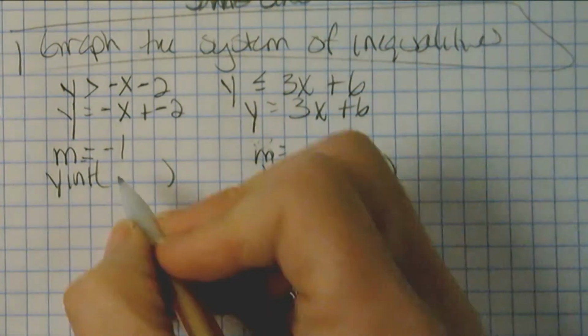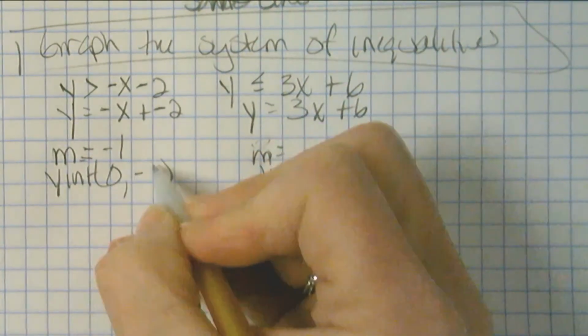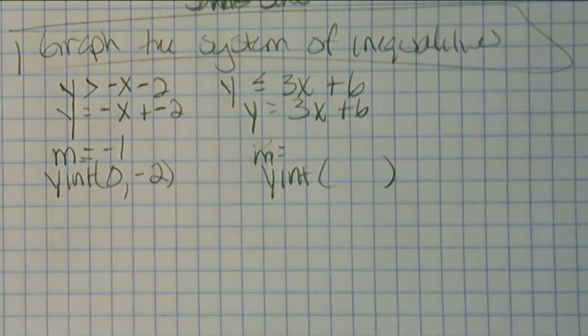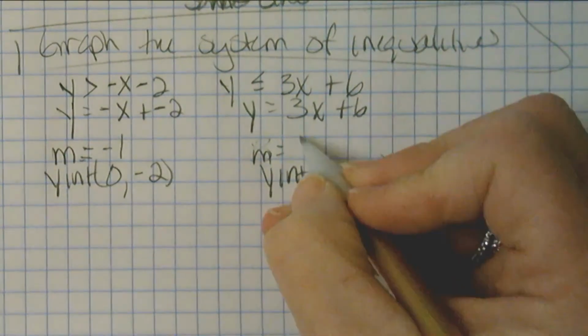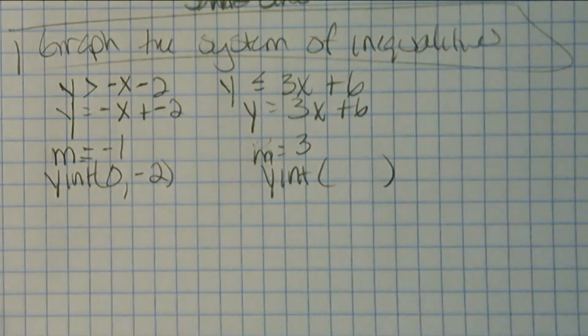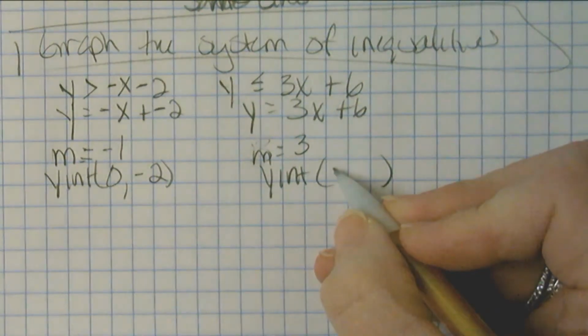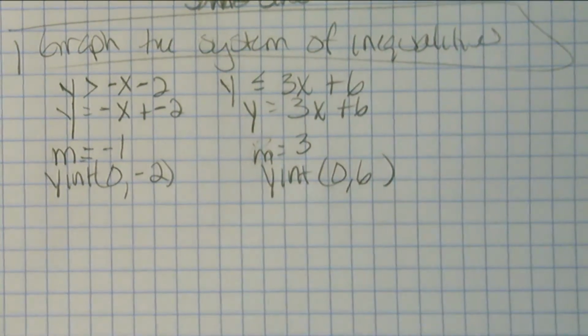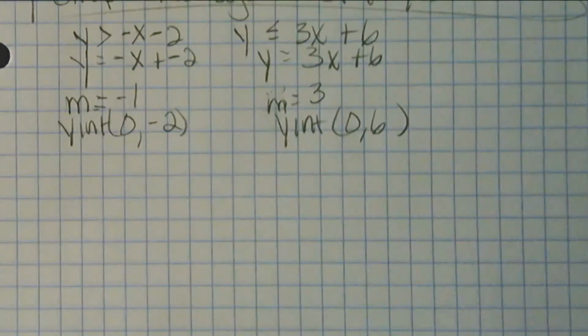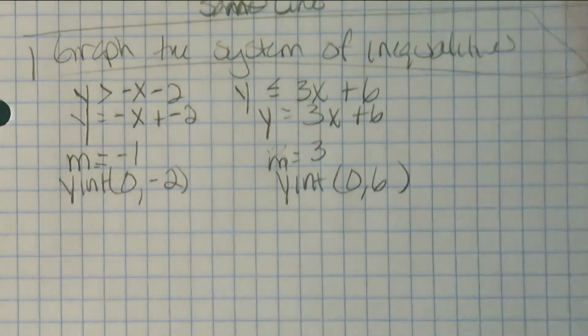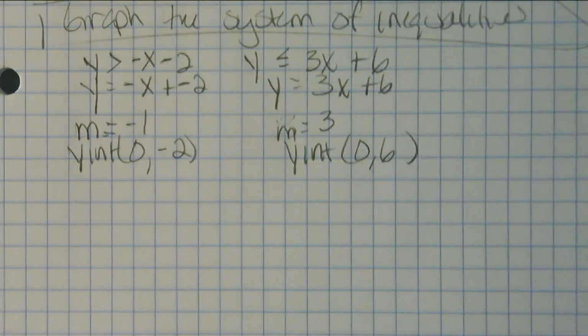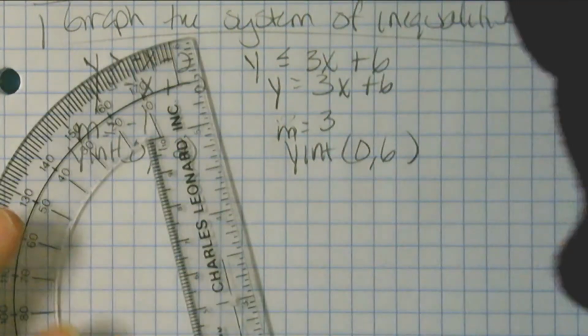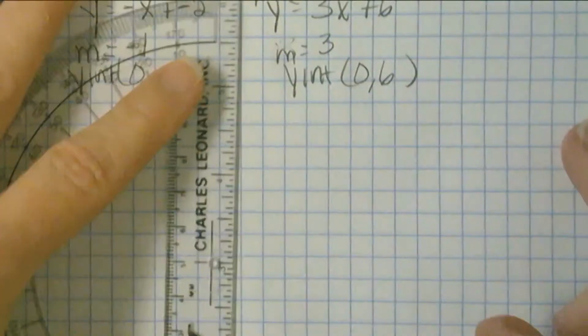Excellent. In my second equation, Lily, what's my slope? Excellent. Molly, in my second equation, what's my y-intercept? Excellent. So now, on the same graph, I'm going to graph these. Now, if you like different colors, by all means, you can use different colors, whatever makes it easier for you to understand it.